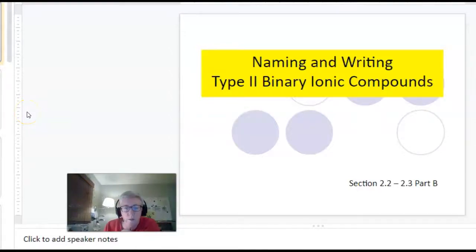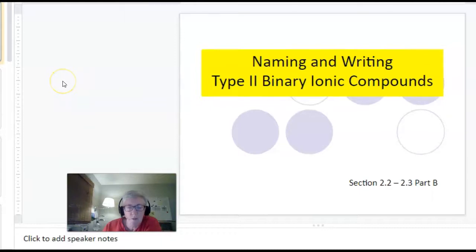This is Mrs. Houts, and we are going to move on in our adventure of naming and writing ionic compounds. This is the last bit of doing this with ionic, and we're just introducing a new twist. These are called type 2 binary ionic compounds.